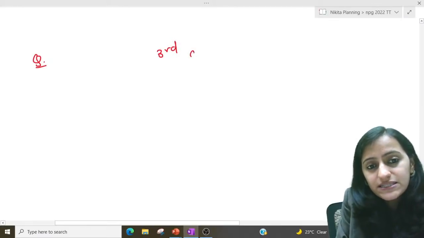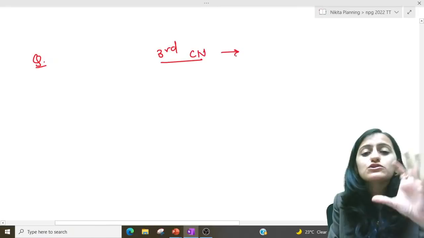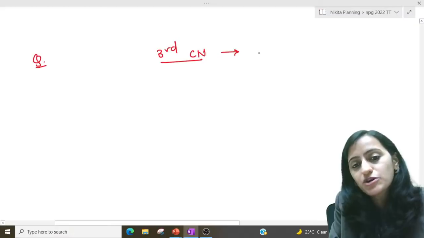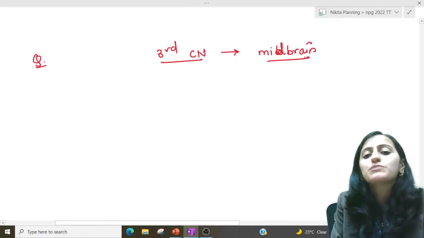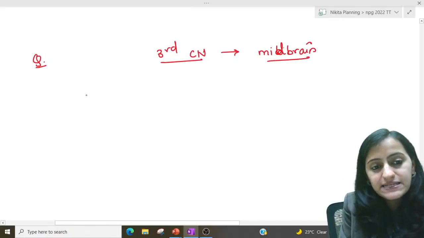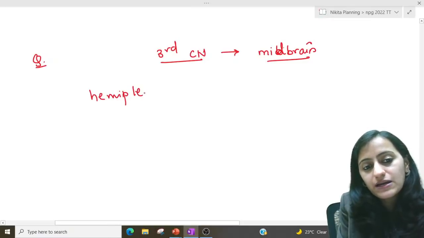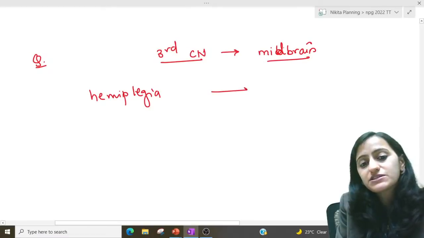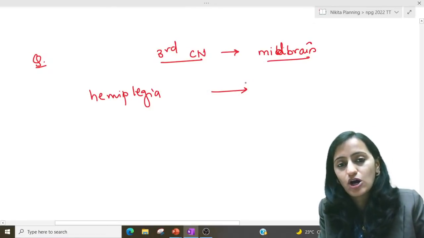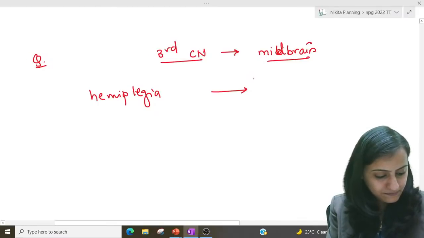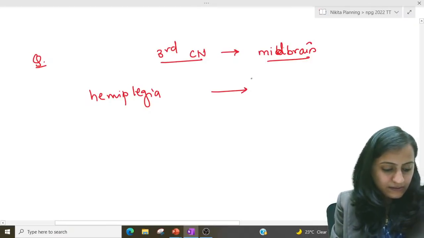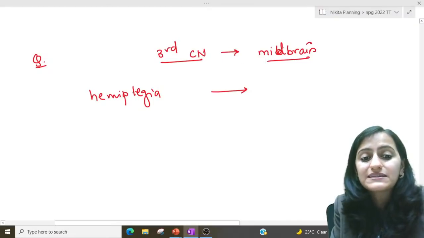So, when you get third cranial nerve palsy, where will you localize that brainstem syndrome? Midbrain, pons, or medulla? Third nerve is midbrain, right? It is from the midbrain, so it is midbrain syndrome. When you get third nerve palsy along with hemiplegia, what brainstem syndrome is it? Is it Benedict's, Nothnagel's, Claude's, Weber's? Very, very important. What brainstem syndrome has a third nerve palsy with hemiplegia?